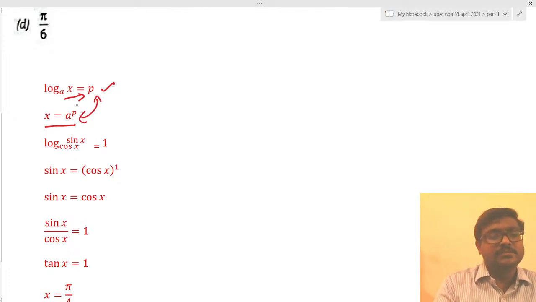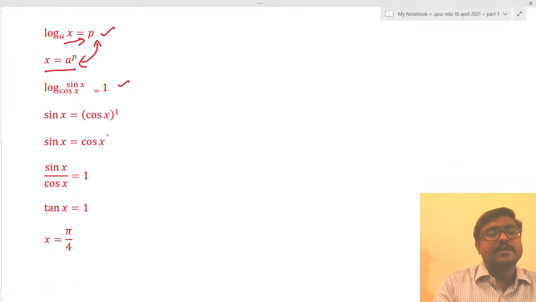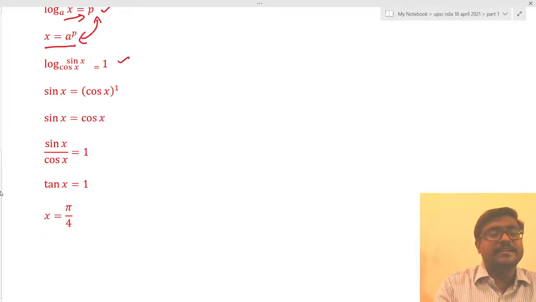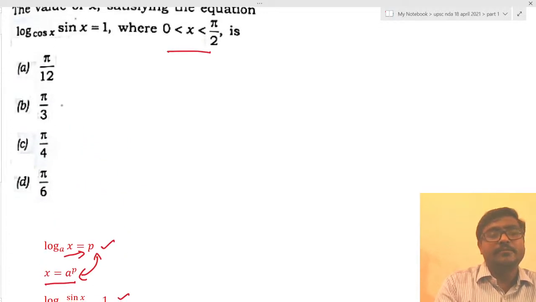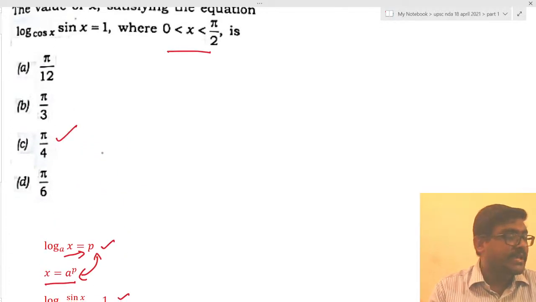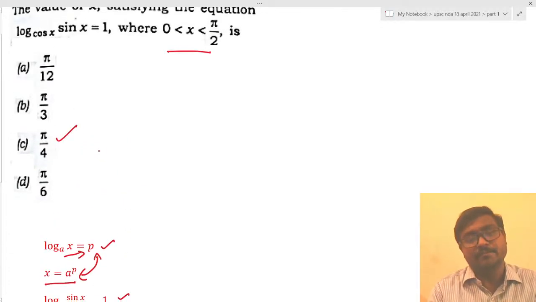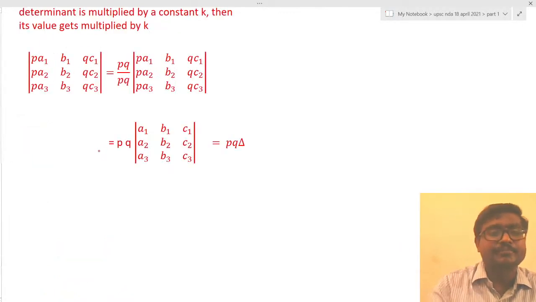So I'm going to use this to solve this sum. This is a given condition. So I will write sin x equal to cos x whole power n in this form, removing the log. Now cos x whole power n is actually cos x. So sin x equal to cos x means sin x by cos x equal to 1. So we will get tan x equal to 1, which means x equal to pi by 4. So option C, answer pi by 4, is the right answer. We will move on to the next question.